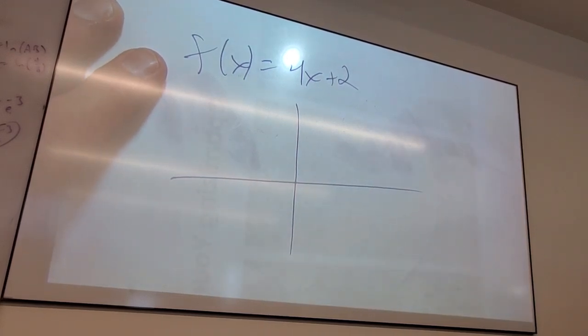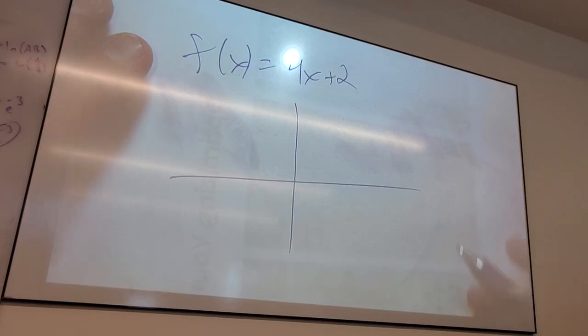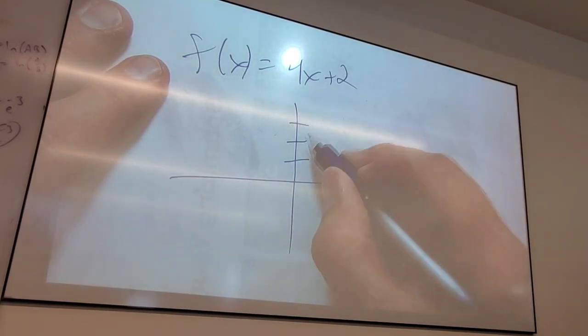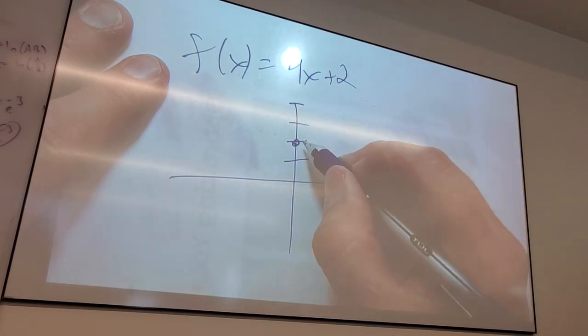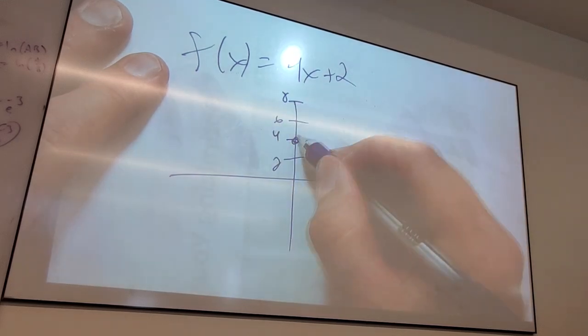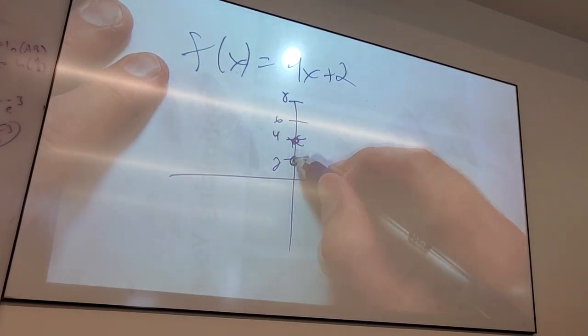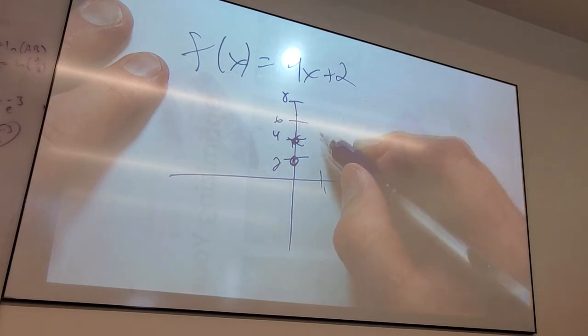It's continuous. Continuous, sure, but tell me something more algebraic about it. The y-intercept is? Two. The slope is? Four. Before, let me make this 2, 4, 6, 8, something, get rid of that. So it's 2, and then it goes up 4 over 1, yes?